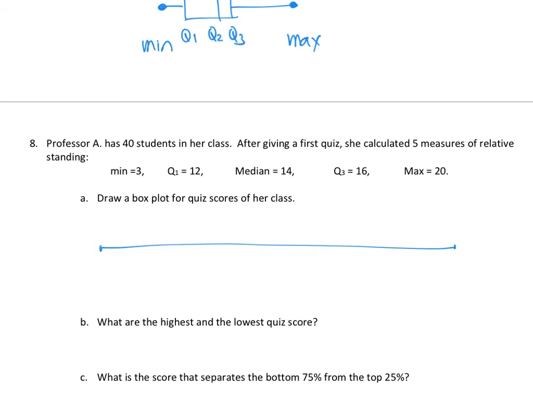So here, they say make sure to include the minimum and the maximum. Minimum is 3, maximum is 20. So maybe I can go from 0 to 20, so I can contain 3 and 20, right? I don't want to go from 0 to 10, then how is it going to cover 20? So I'm going to go from 0 to 20, right?